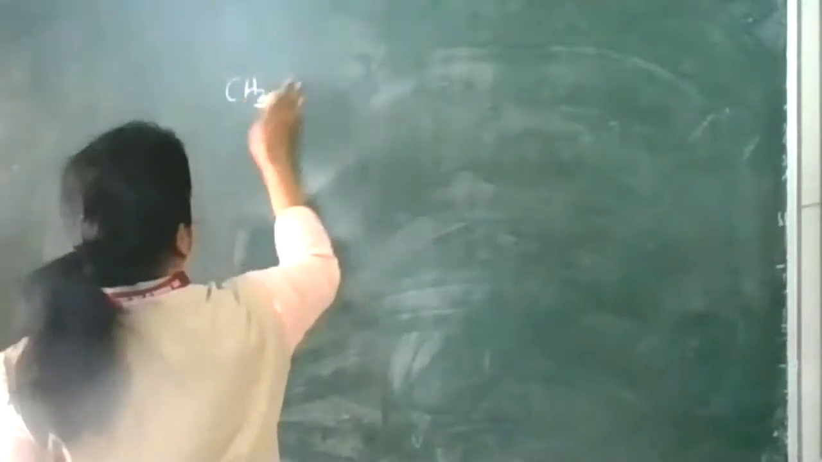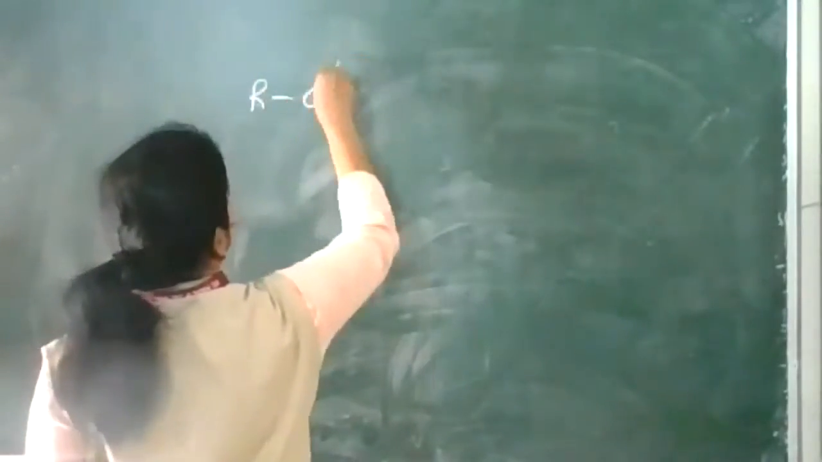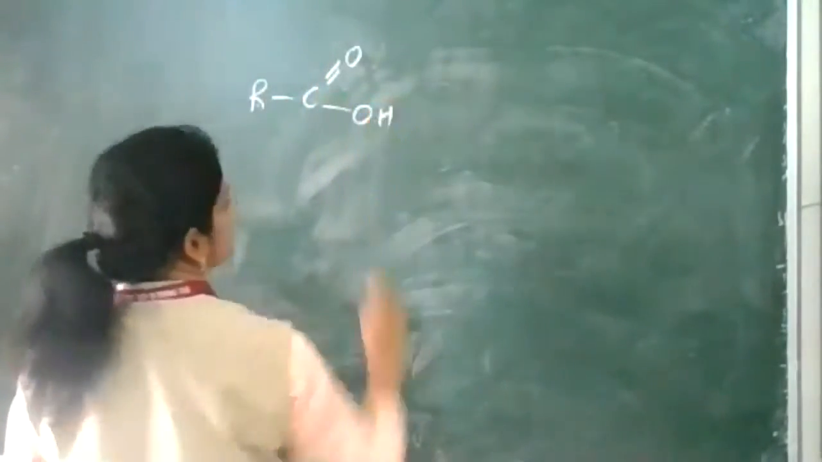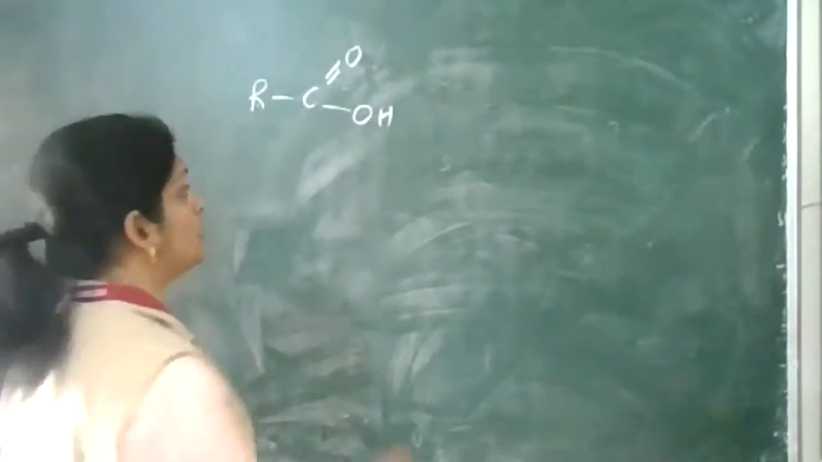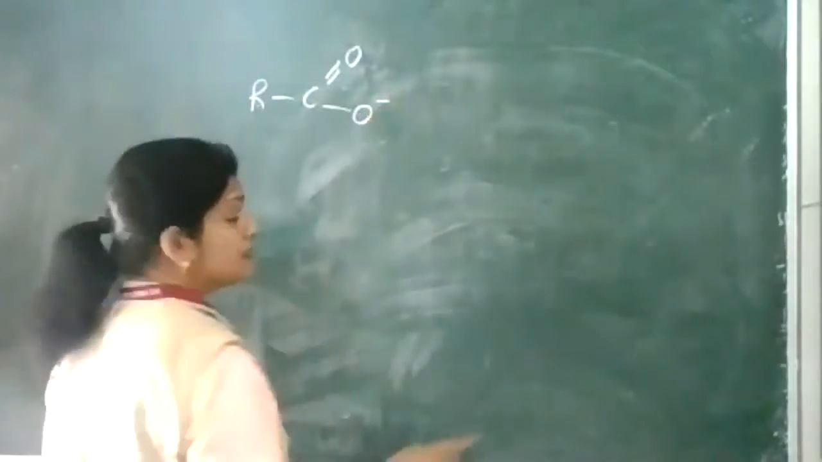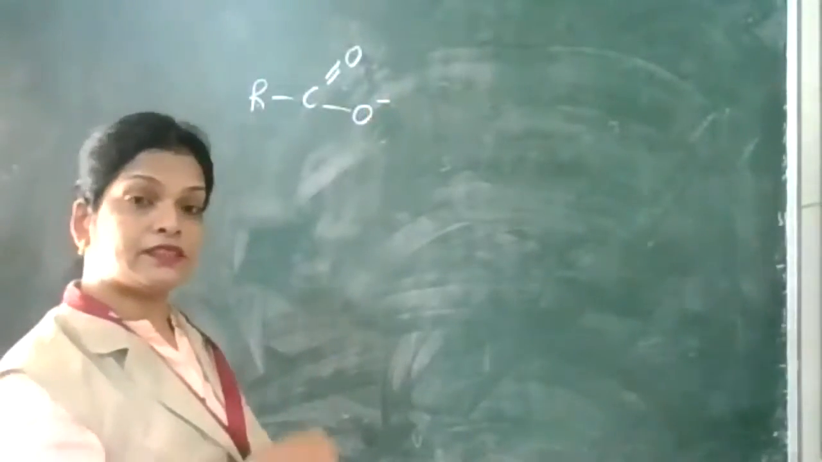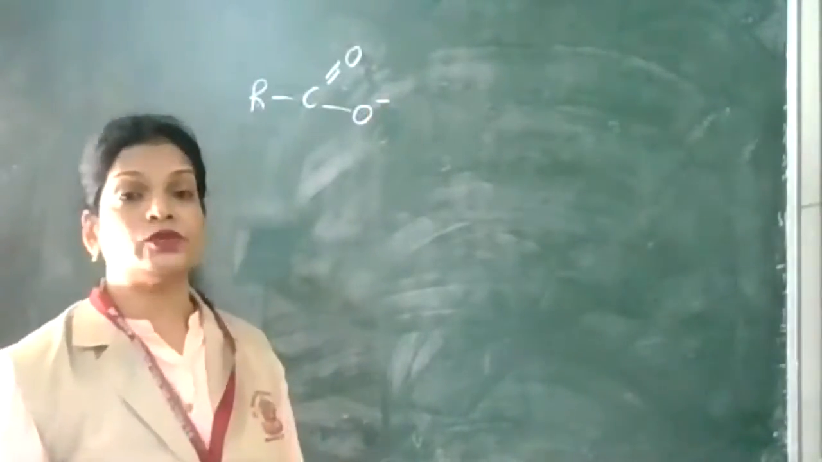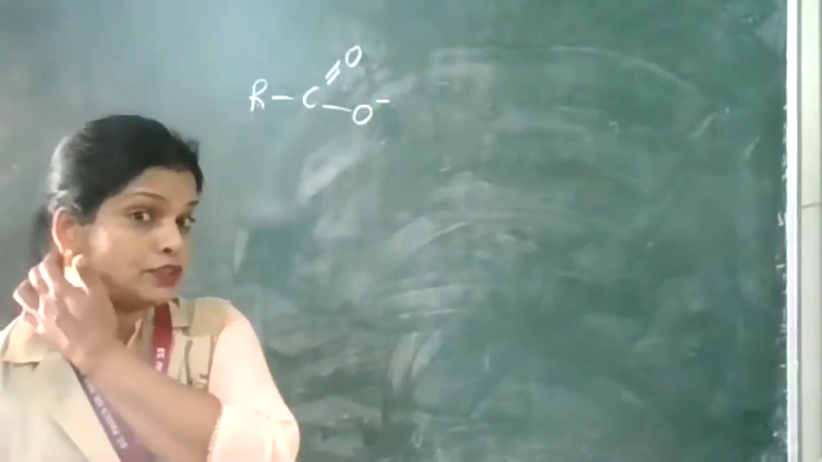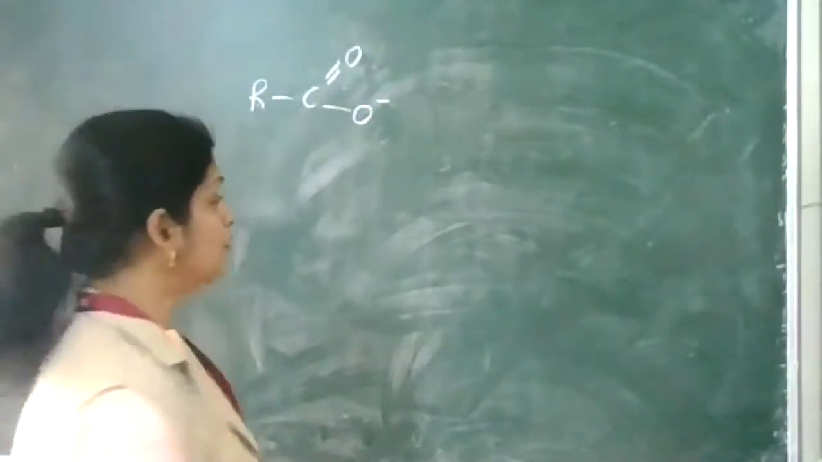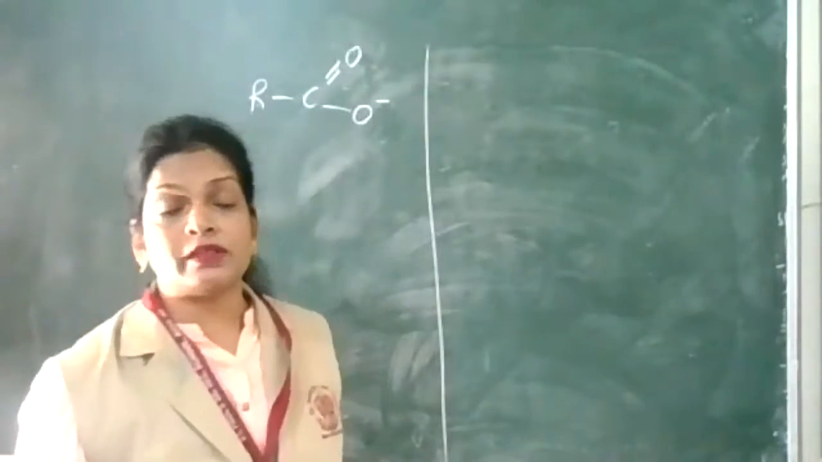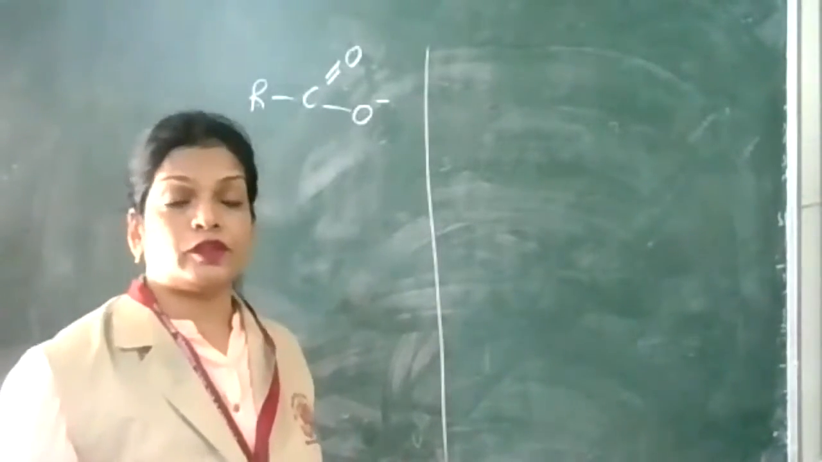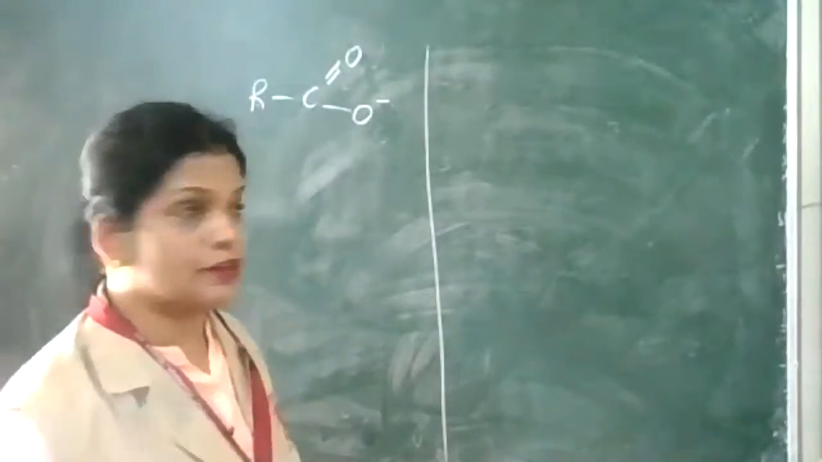In carboxylic acid, RCOOH, after the liberation of H plus, the anion found is called carboxylate ion. We said carboxylate ion is more stable than carboxylic acid, so carboxylic acid easily gets converted to carboxylate ion, which shows the acidic character. Similarly, we learned in the case of phenol also. Phenoxide ion is more stable than phenol, so phenol easily changes into phenoxide ion. That shows the acidic character of phenol.